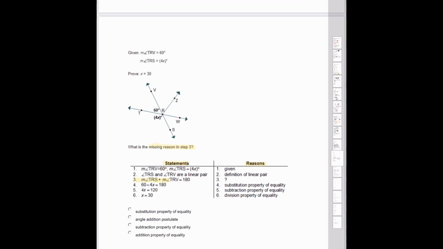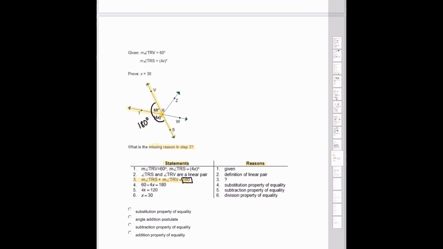Here is step 3. It states that the measure of TRS plus the measure of TRV equals 180 degrees. Well, let's identify TRS and TRV. What can we conclude about those 2 angles? Well, we can actually conclude that if those 2 angles are equal to 180 degrees, like is stated here, well then those 2 are linear pairs.